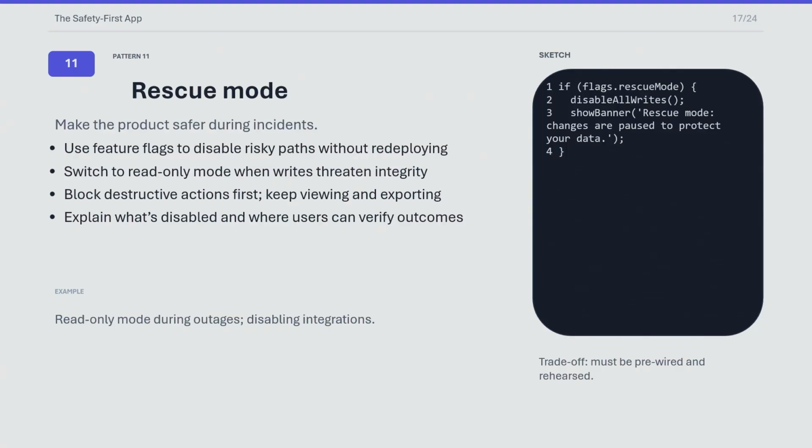So it does a lot of good during incidents especially, so that at least users are not losing their data, and they don't have to repeat specific actions and file a ticket with you too. The trade-off of that, however, is that you need it to be pre-wired and rehearsed in advance as well. So it needs a bit more strategy planning.